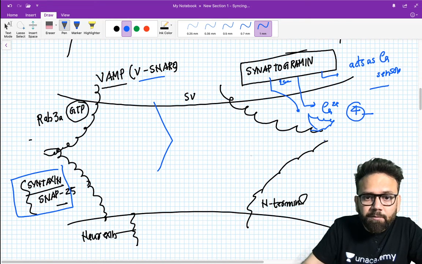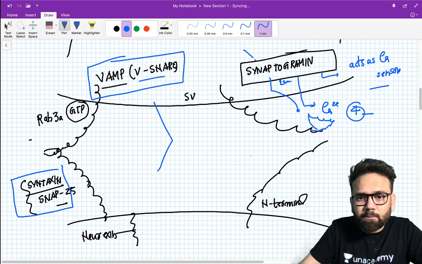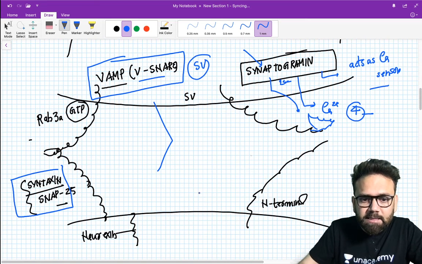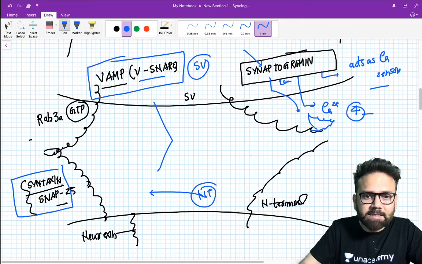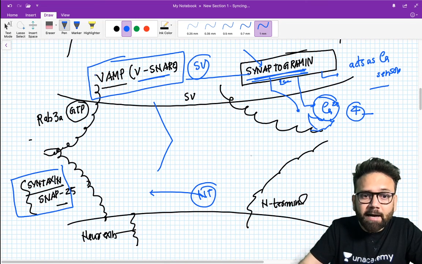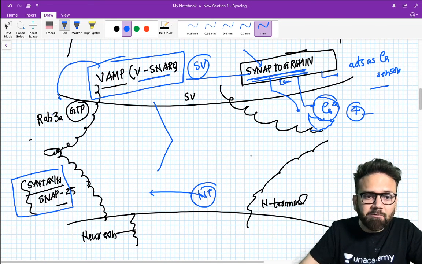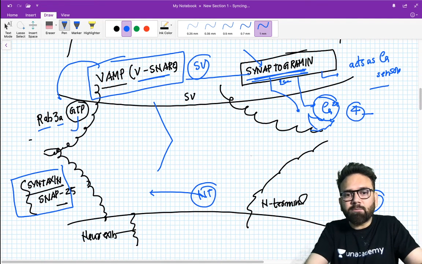That you should know there are two protein in the vesicle. One is VAM or V snare, other is synaptogramin. These are on the synaptic vesicle, and syntaxin is in the nerve terminal. Among these two, which is calcium sensing? Calcium sensing is by synaptogramin, not by VAM. And one thing more, VAM needs activation of RAP3A by GTP. So this is the whole mechanism of docking.